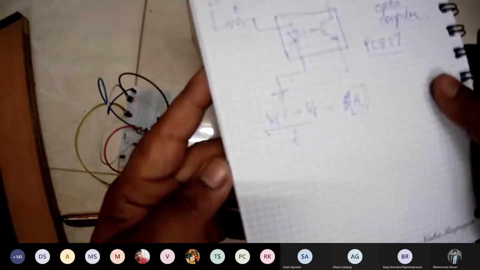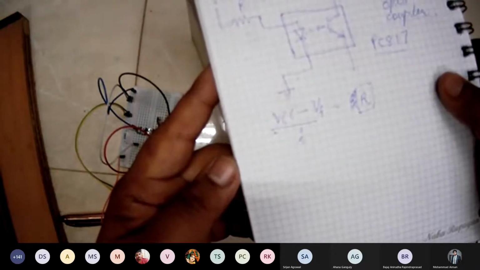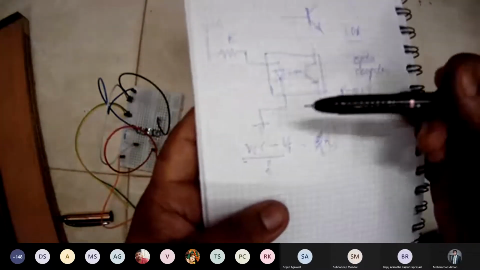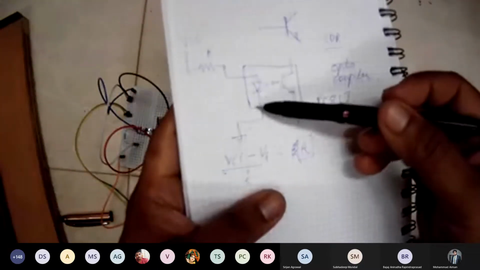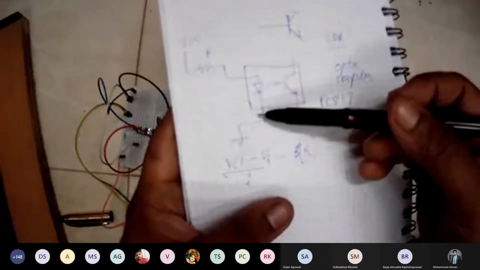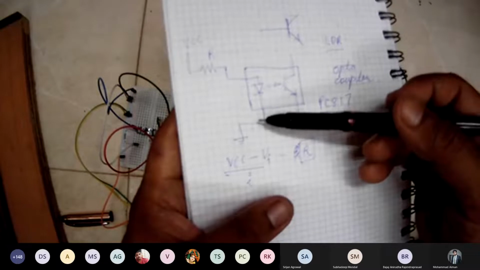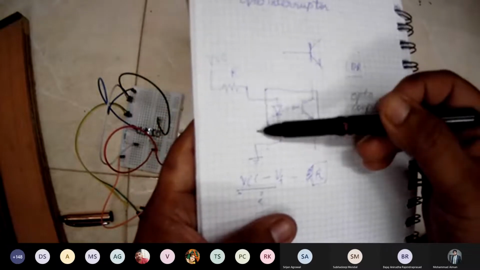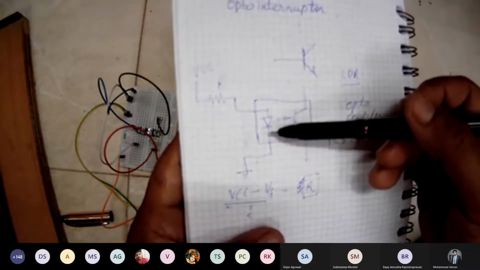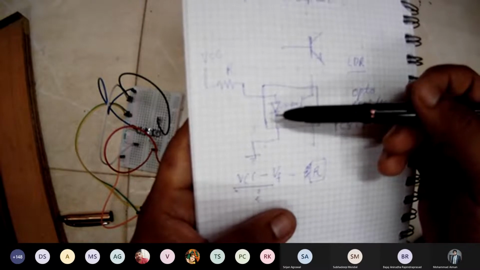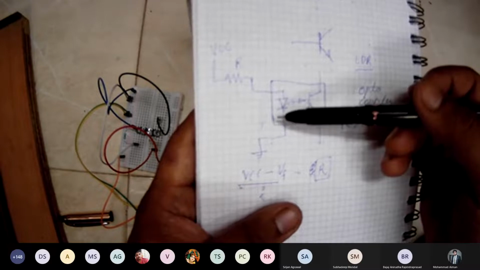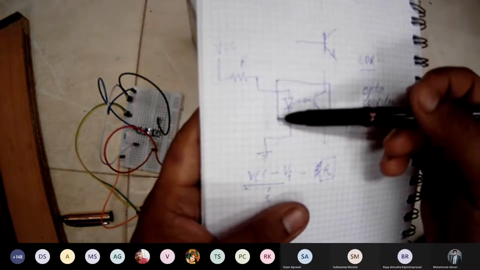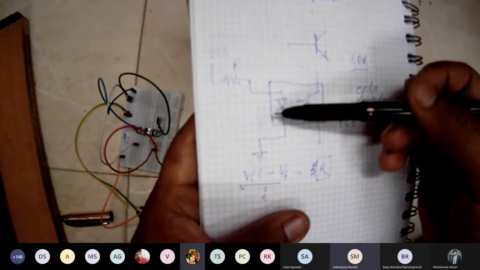Sir, what is VF in the formula? It's the forward voltage drop of the diode. Every diode has a forward voltage drop. Despite allowing current to pass in this direction, there will be a certain amount of voltage that will be dropped, and that is due to the PN junction.